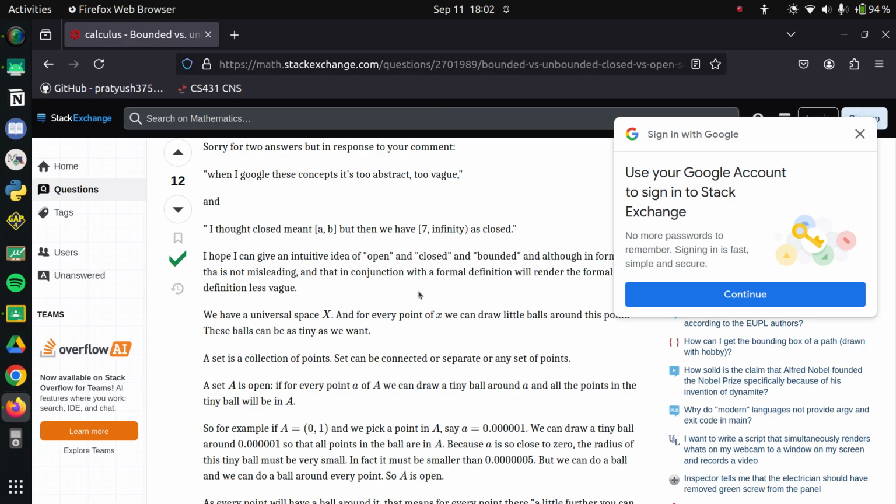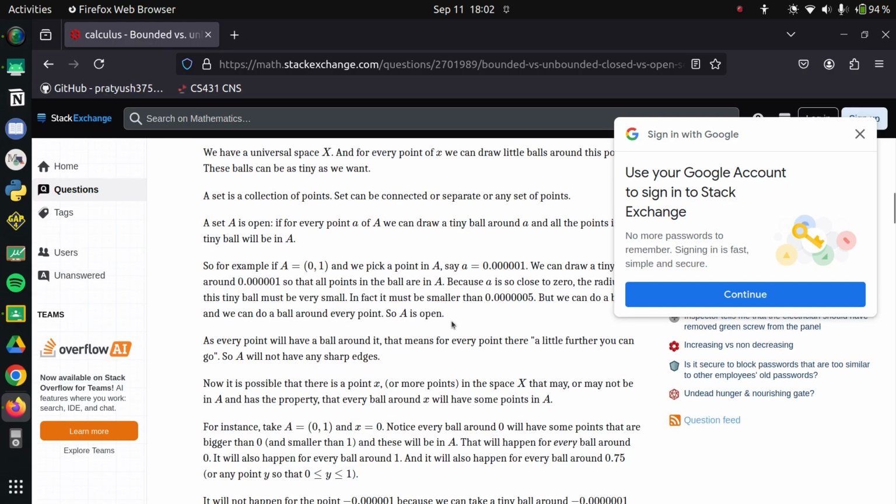Okay, so closed is more of a restriction in fact, because it's extremely weird. Oh, so this is supposed to happen for every point of x. Right. A set A is open if for every point a of A we can draw a tiny ball around a and the points in the tiny ball will be in A. Right.